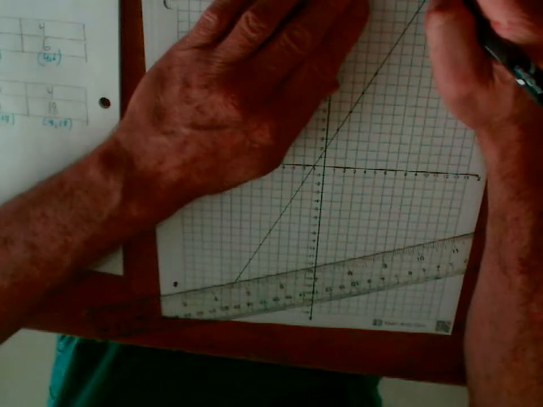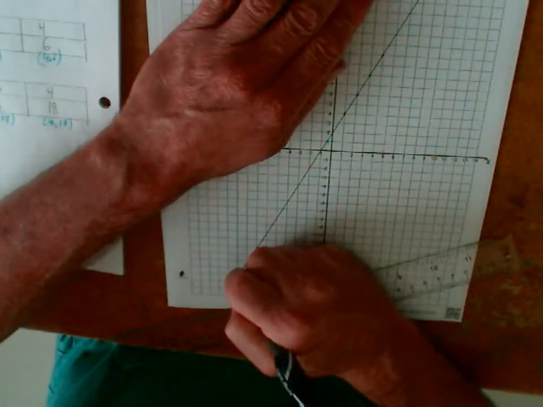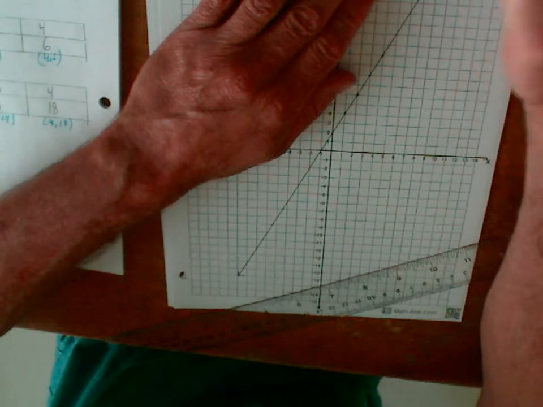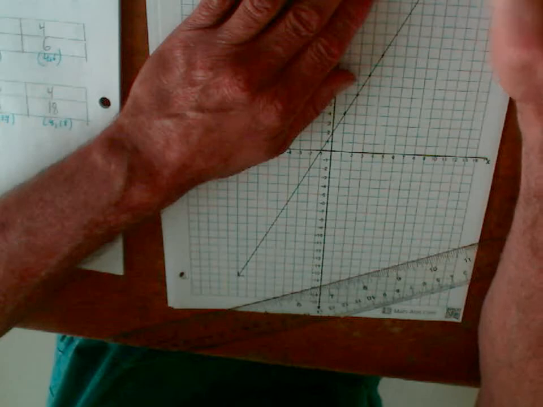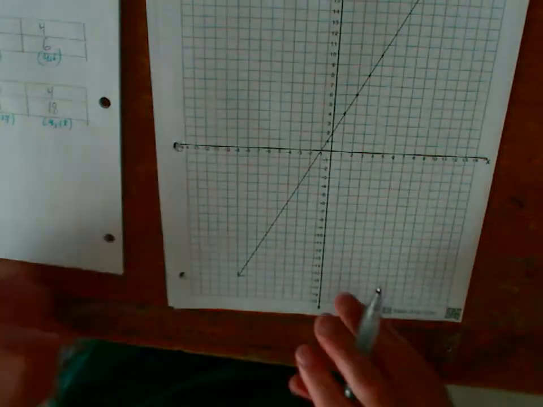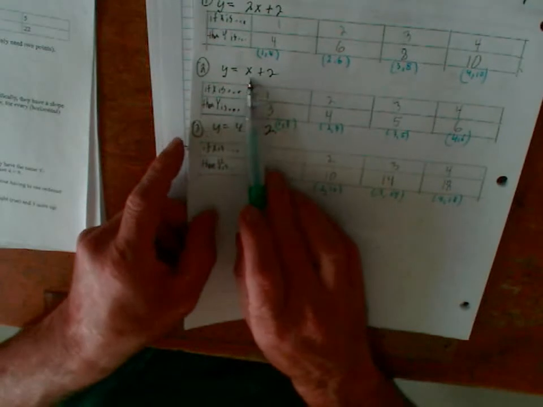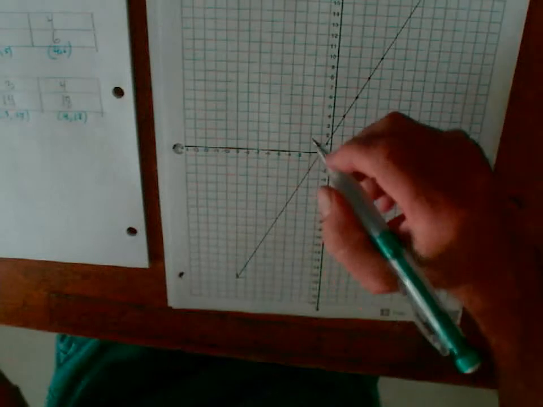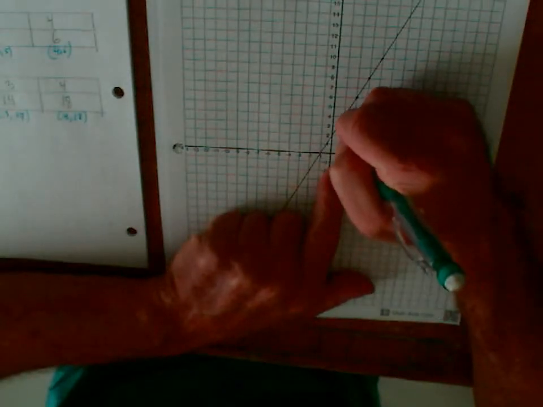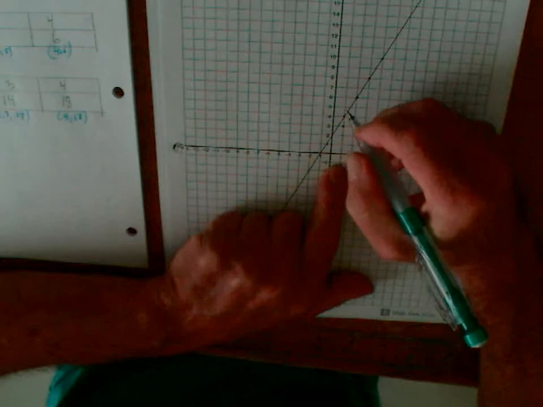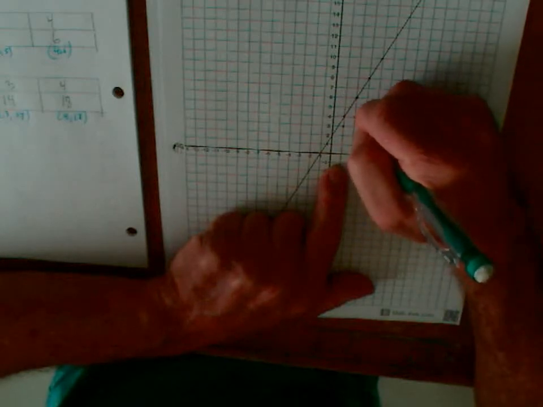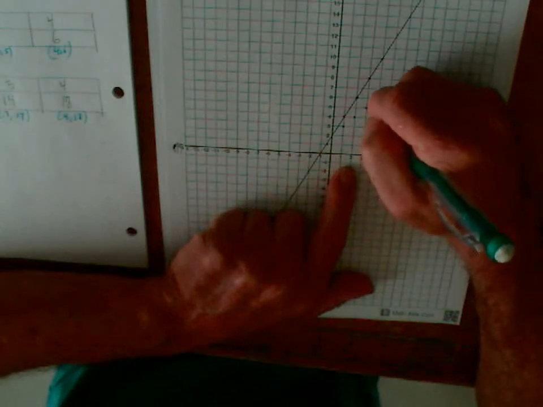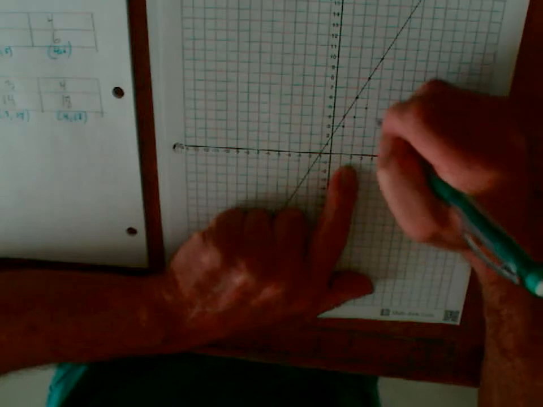So this line, you've got to put the arrows to indicate that it is a line. And this one is y equals 2x plus 2. And our next line is going to be y equals x plus 2. And here's our ordered pairs. So 1, 3; 2, 4; 3, 5; 4, 6.